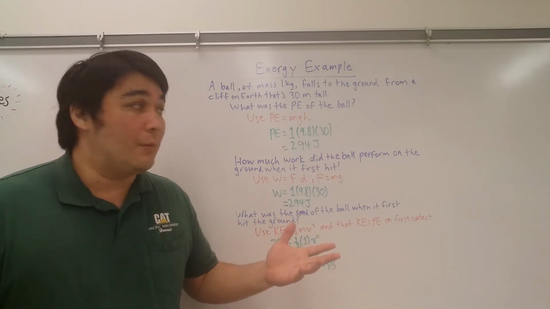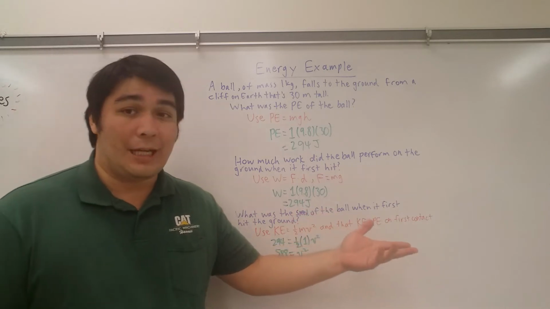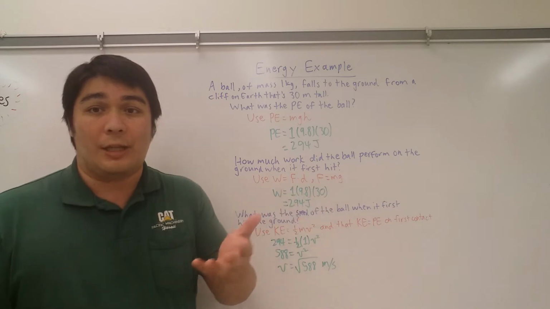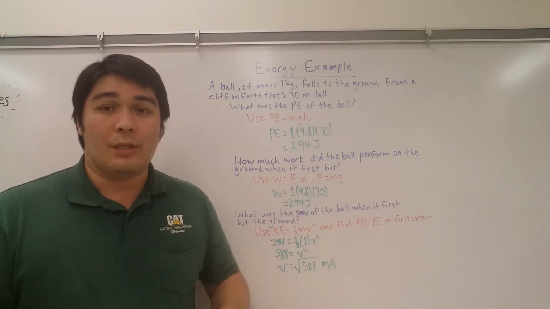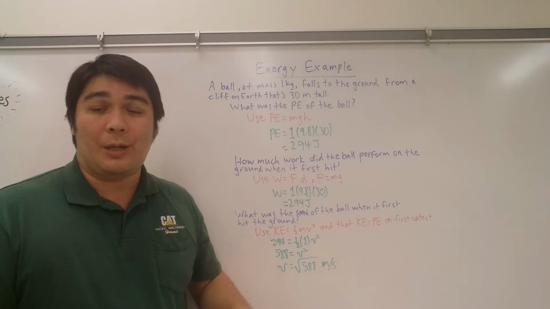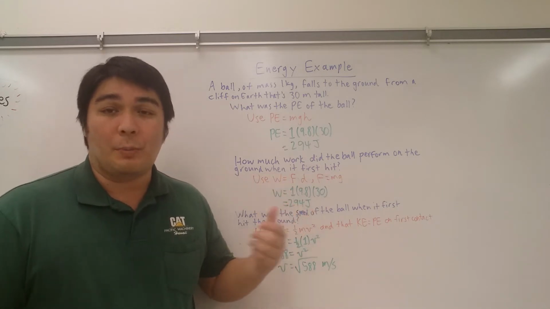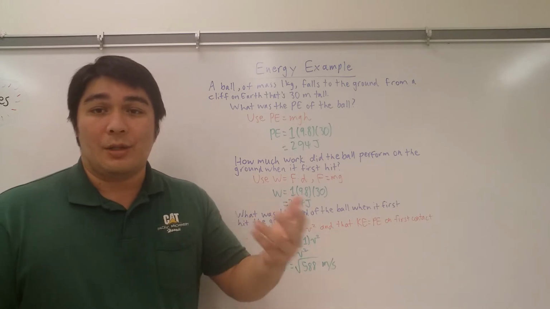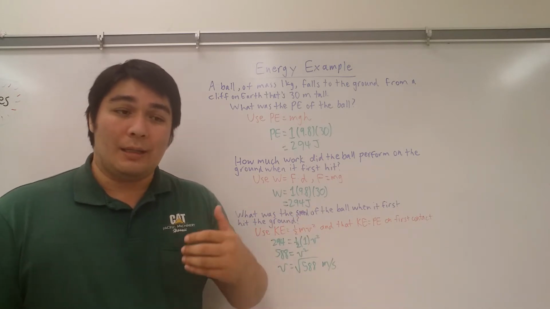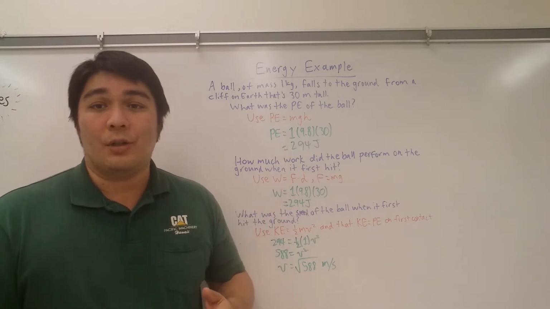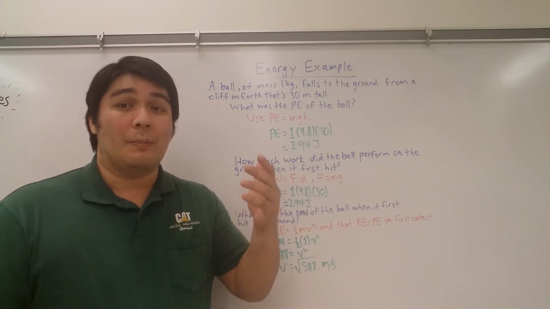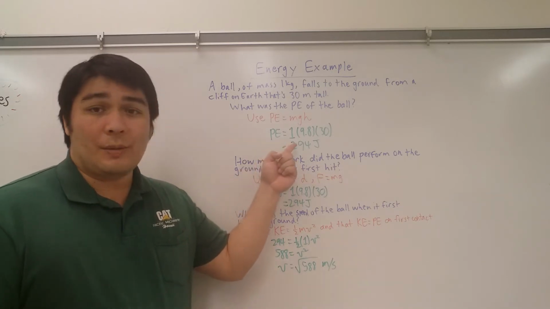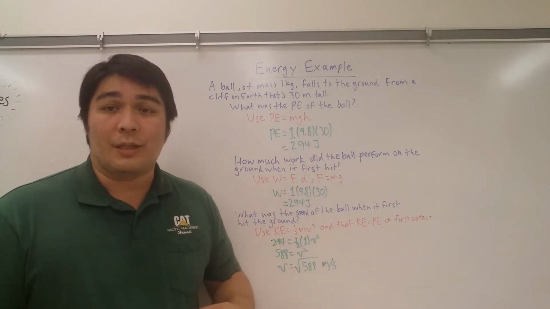What was the ball's potential energy before it fell? You would say, okay, we're going to use potential energy equals mgh, and then we're going to take all of the numbers that we've got from the problem and just plug them in. So potential energy is 1 kilogram times 9.8 meters per second squared times 30 meters, which gives you 294 joules. So that would be how to do the potential energy portion of this question. And notice, of course, I'm using the shortcut method to figure this out.